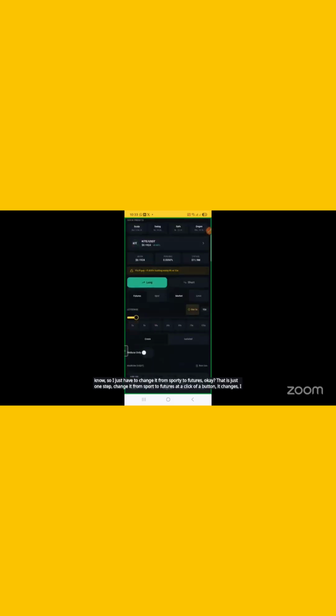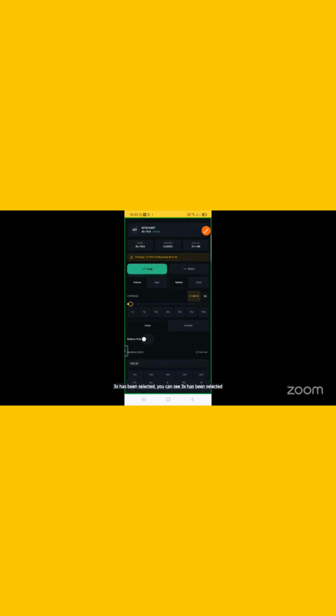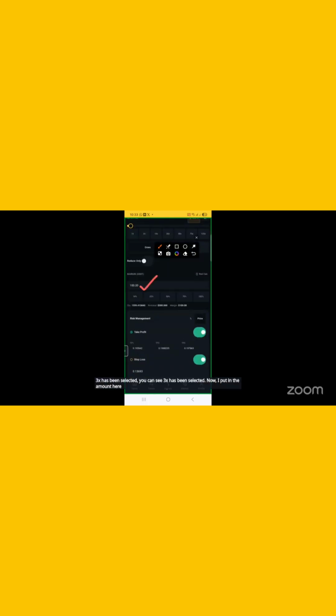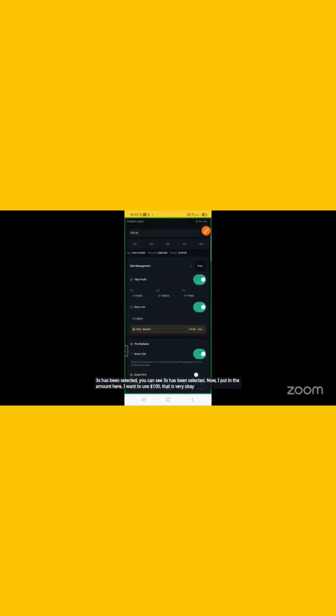But remember, it was a spot signal, so I just have to change it from spot to futures. That is just one step. Change it from spot to futures. At a click of a button, it changes. I adjust the leverage here. Let me adjust the leverage to 3x, which is what I was using. 3x has been selected. Now I put in the amount here. I want to use $100. That is very okay. Everything is already put: TP1, TP2, TP3, stop loss.